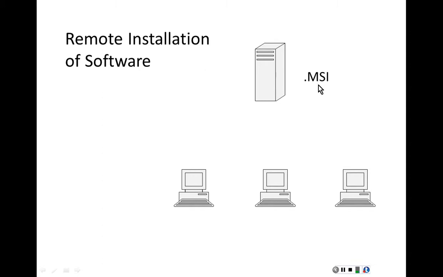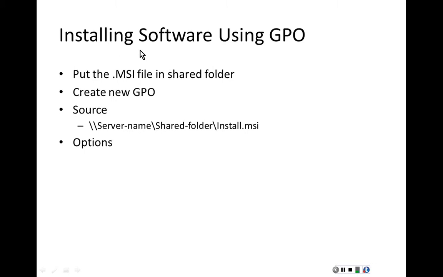The .msi file is stored up on a server, and group policy is used to push it down to the workstations. The steps involved in installing software using group policy: first, you put the MSI file on a shared folder on a server. Then you create the new group policy and you specify the source of the .msi file, and then you specify other options. So first, let's look at copying the .msi file to a shared folder.